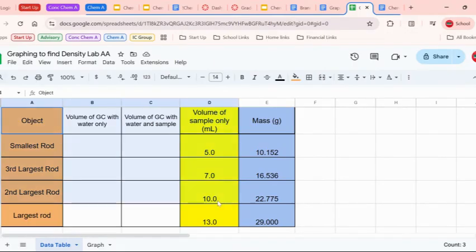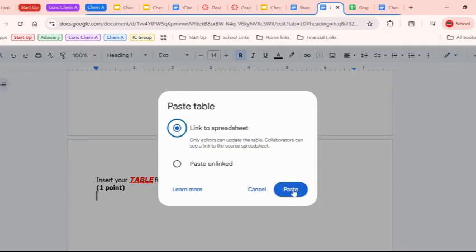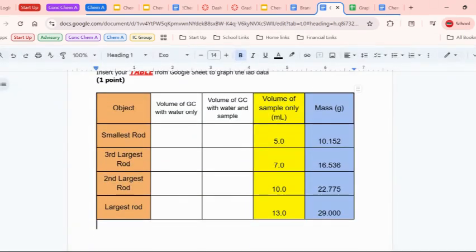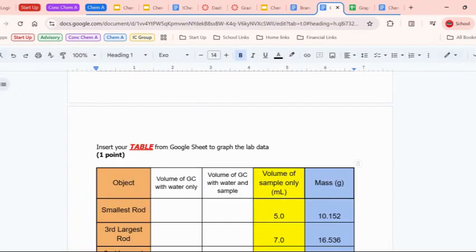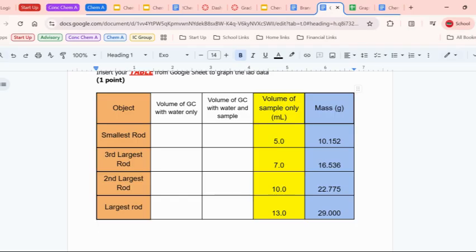You are going to highlight this data table. You are going to press Control C, or however you do, copy. Then you will come back into the lab document. Get your cursor blinking right underneath where it says 1 point and hit Control V to paste the table. And yes, you want to link to spreadsheet, paste it, and now you have your data table in your lab for yourself. Do not worry about this part in white here. Since you did not do the lab, I'm not going to hold that against you. Everything you need is in these 2 columns.